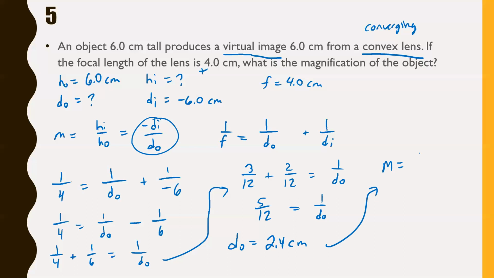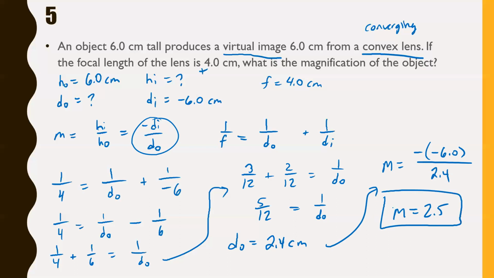M is going to equal negative DI, so negative negative 6.0, double negative there. That's going to be pretty useful. Divided by DO, which is 2.4, as we just found. So really, this is positive 6.0 divided by positive 2.4. You can throw that right in your calculator, and you'll find that M is equal to 2.5.